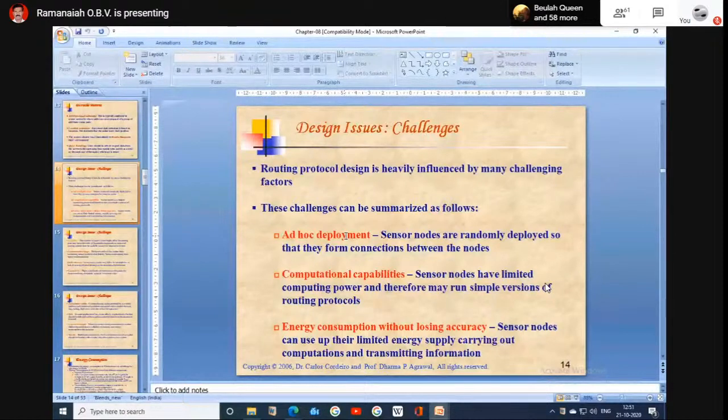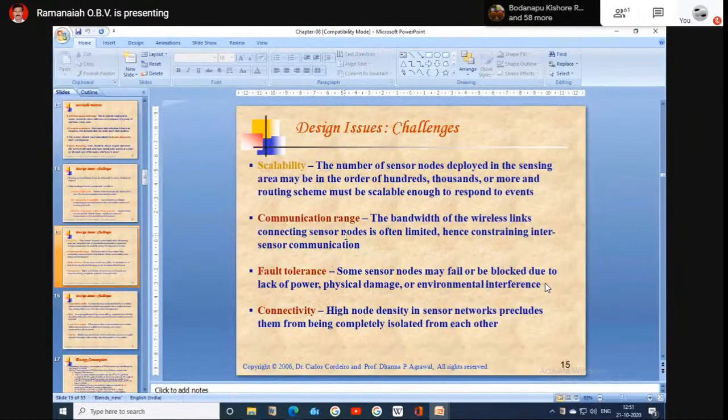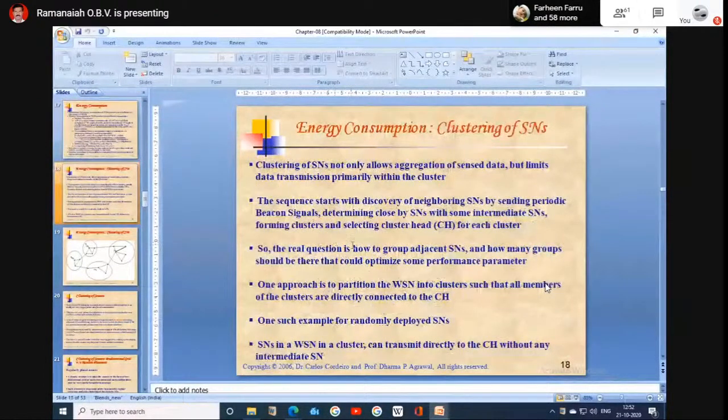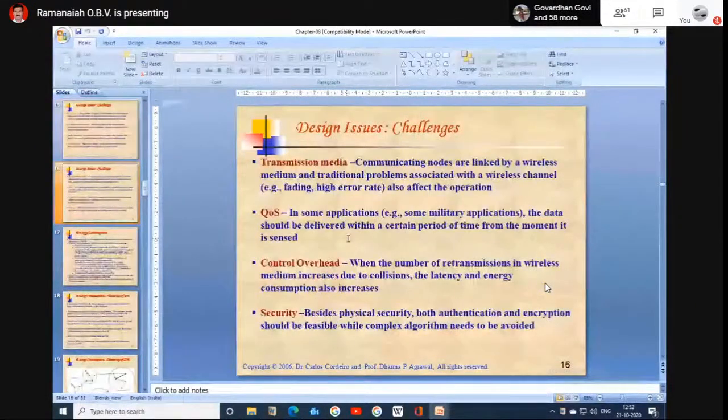Scalability, communication range, fault tolerance and connectivity, transmission media, quality of service, control overhead and security. These are the design issues. You can easily remember: first thing is scalability, next thing is energy conservation, next thing is security. And the problems with transmission media, attribute addressing. Like that you should be able to explain the design issues.